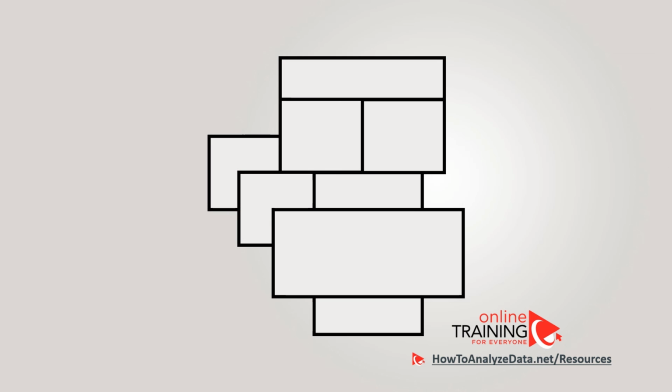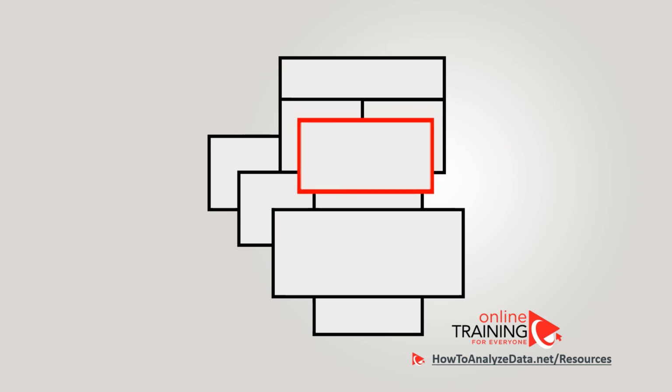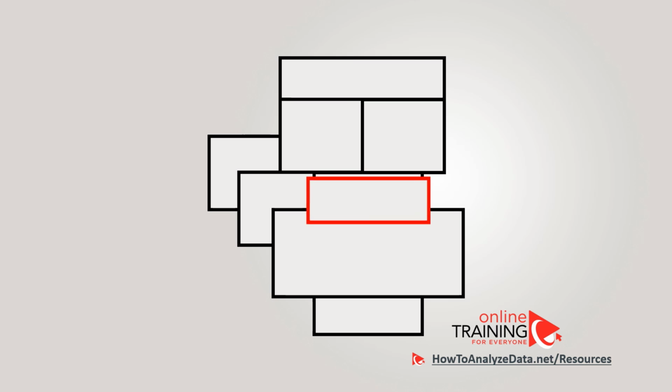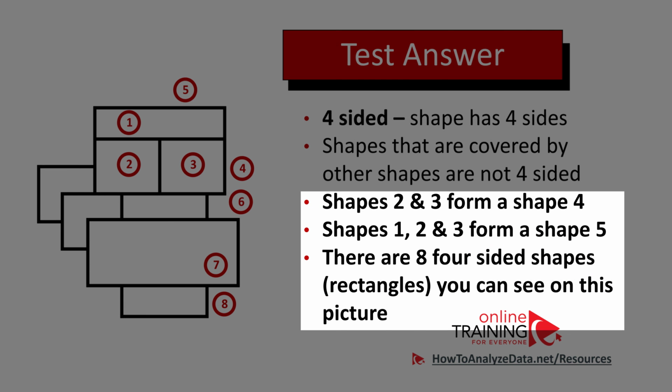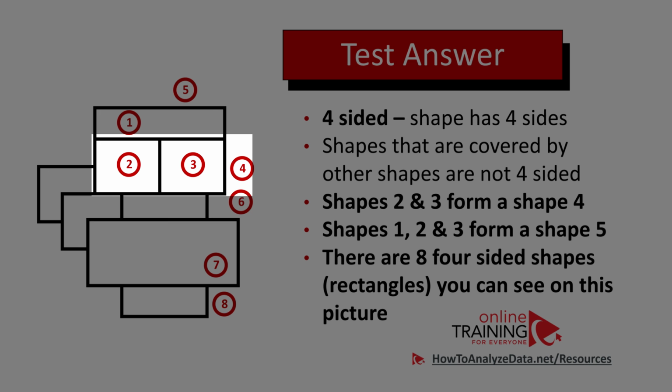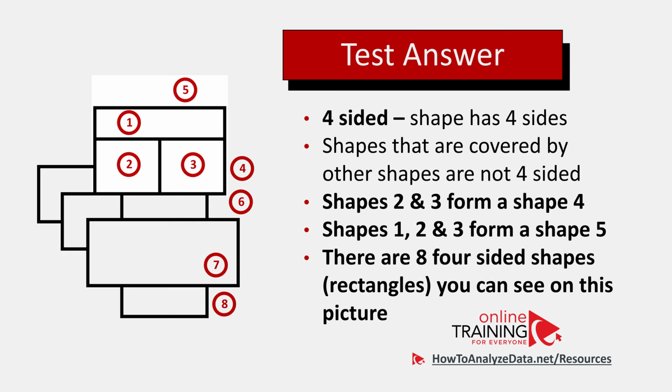Let me show you all 8 shapes here on this picture. 1, 2, 3, 4, 5, 6, 7, and 8. Let's look at inside shapes that form another shape. Shapes 2 and 3 form shape 4, and shapes 1, 2, and 3 form shape 5.